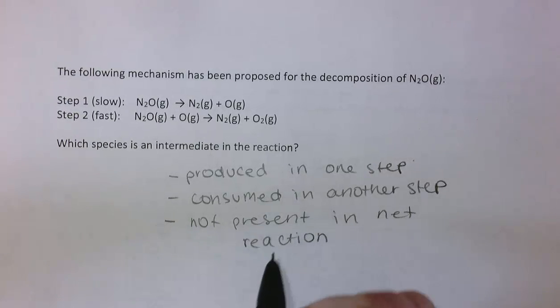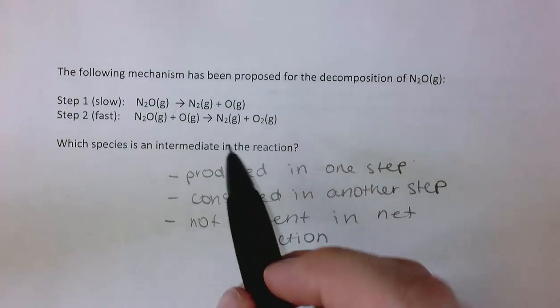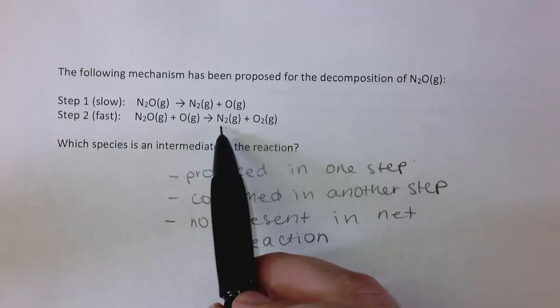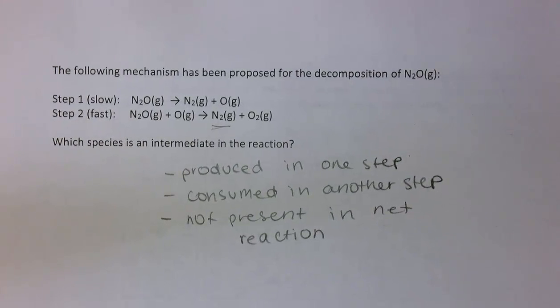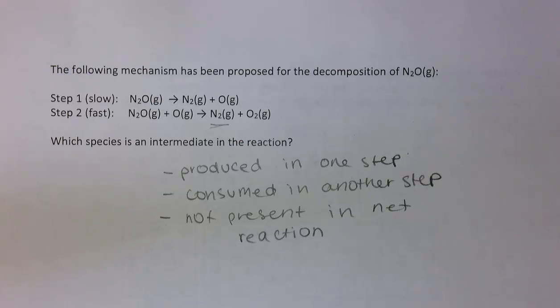So looking at this mechanism, we can see that in step 1, we produce nitrogen and oxygen in the form of monoxide. And nitrogen, even after step 2, is still present. So in our net reaction, nitrogen is a product. So that's not an intermediate.